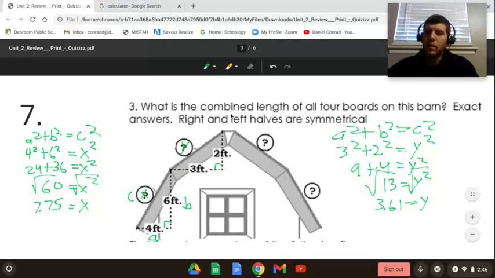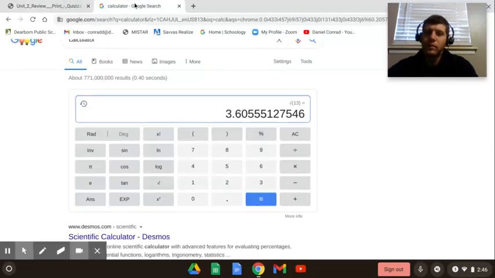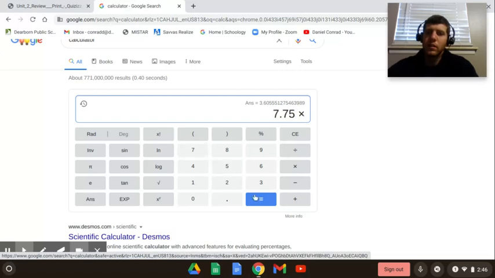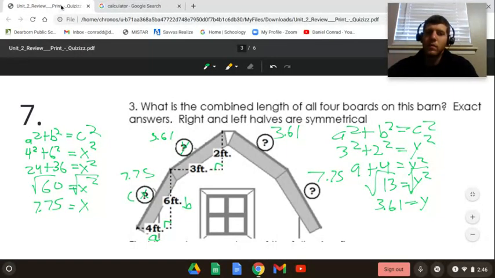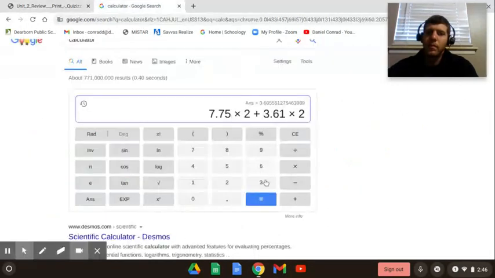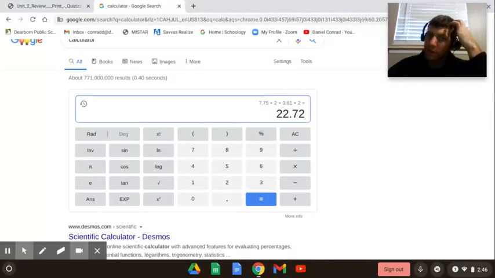Okay, and then we got to add all these together. We're looking for the length of all the boards. So this one's 7.75, this one is 3.61. This one's 3.61. These would be symmetric, so this one would also be 3.61, and this one would be 7.75. So we add them all together: 7.75 times 2 plus 3.61 times 2. That's going to give us 22.72.